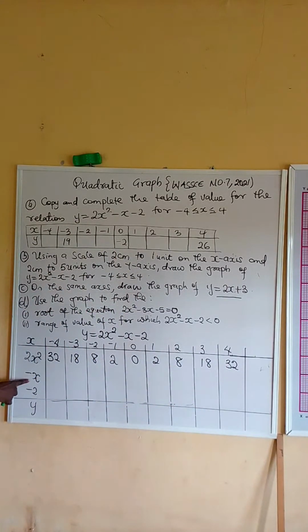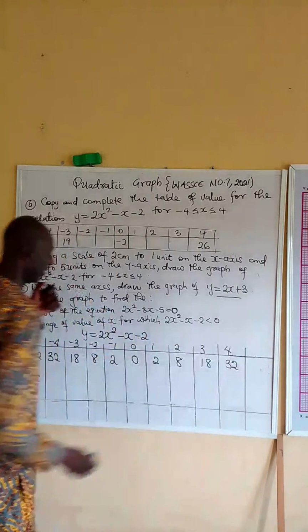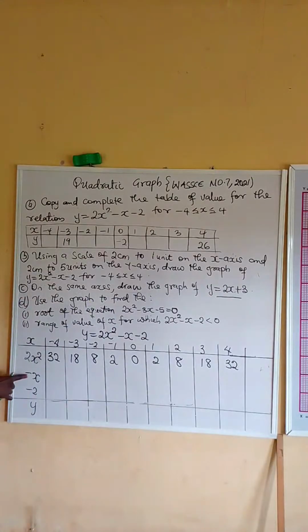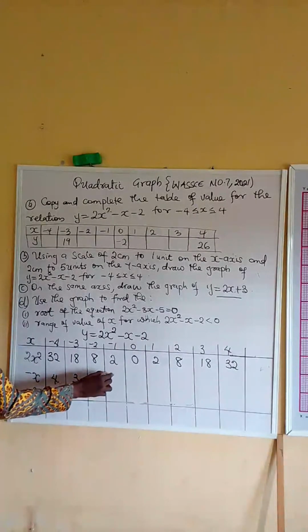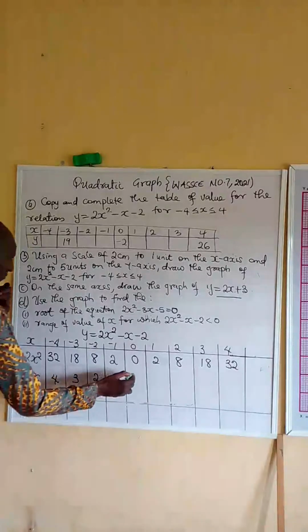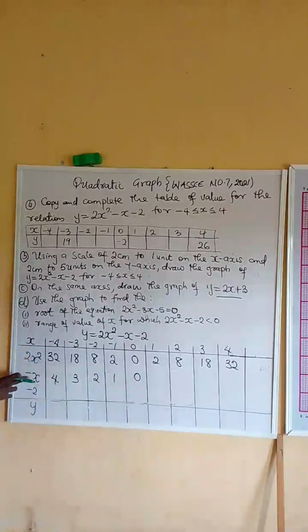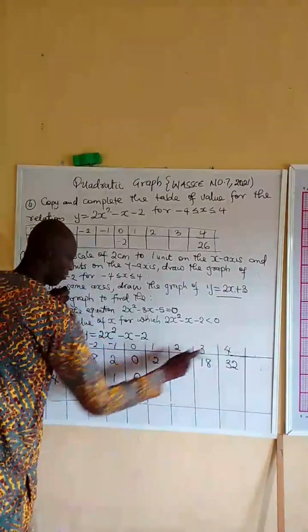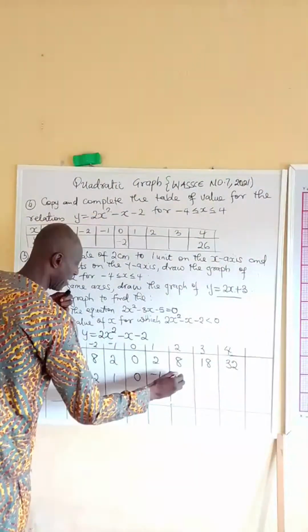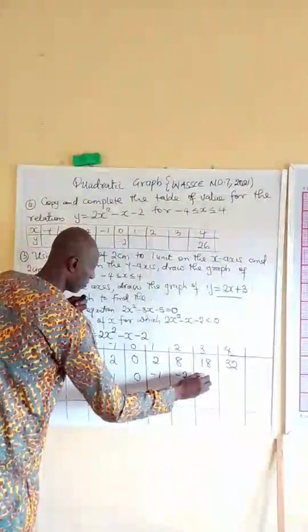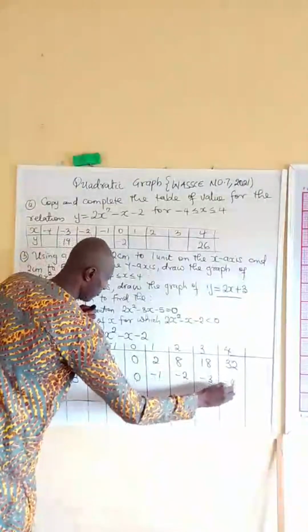Here is minus x squared. So I will use this minus to multiply all the values. That's what it means. Minus times minus 4 gives us plus 4. You'll get plus 3, plus 2, plus 1, then 0. Now I want to use a minus to multiply these positive values. We change to minus 1, minus 2, minus 3, minus 4.